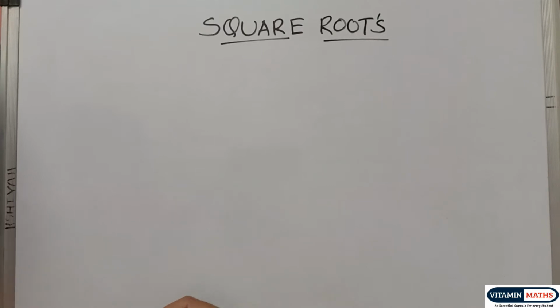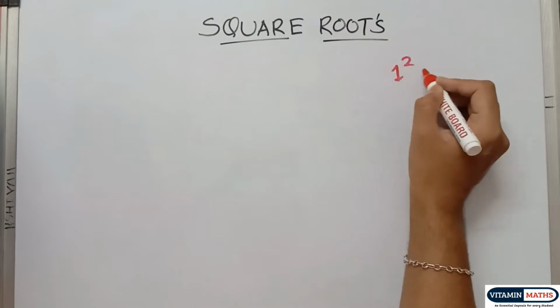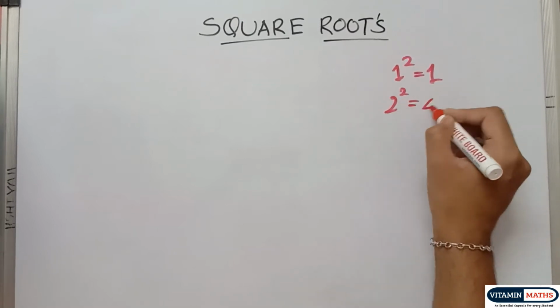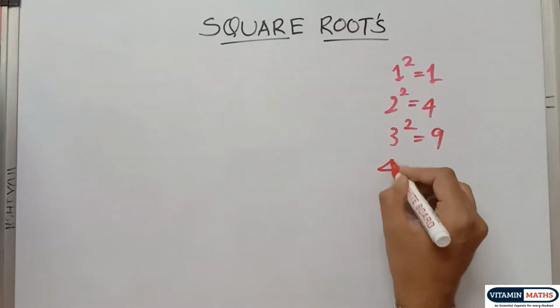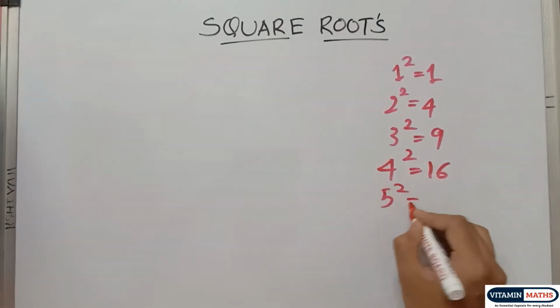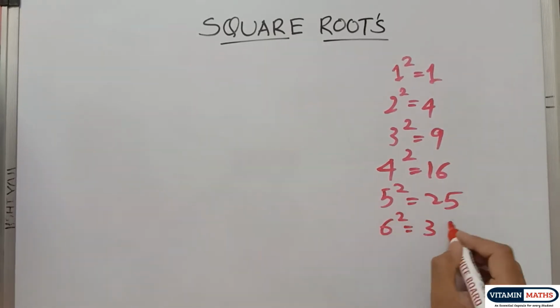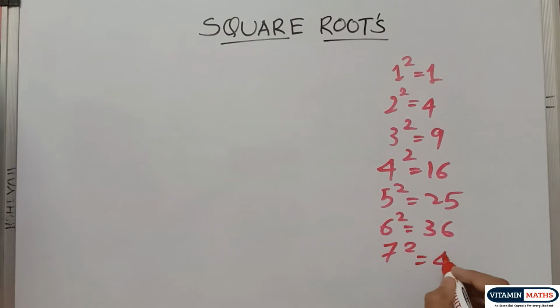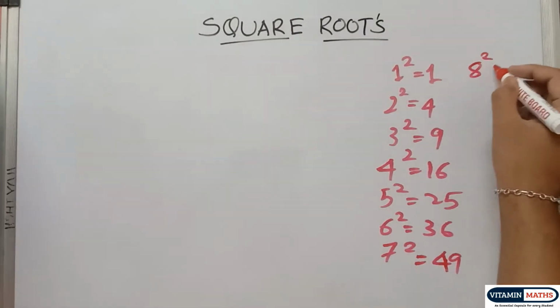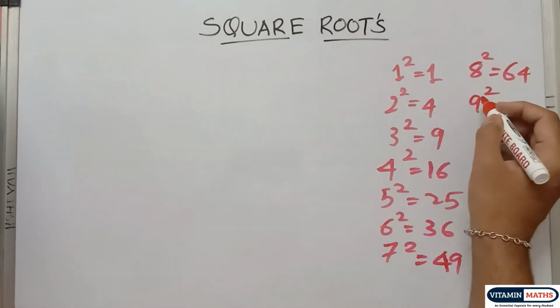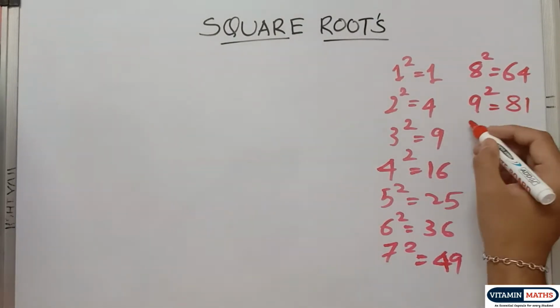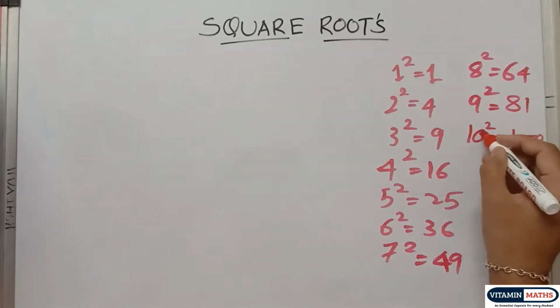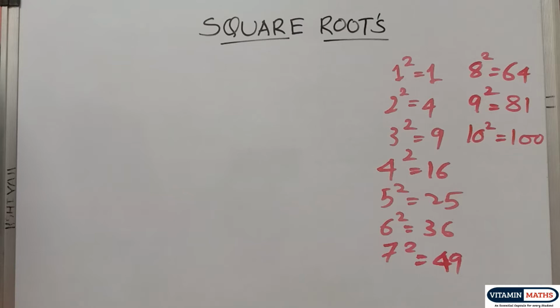Before starting square roots, let us see the standard squares which we already know. 1 square is 1, 2 square is 4, 3 square is 9, 4 square is 16, 5 square is 25, 6 square is 36, 7 square is 49, 8 square is 64, 9 square is 81, and our last, 10 square is 100. So we all know the squares of the standard numbers. Now we shall find the square roots using a trick.